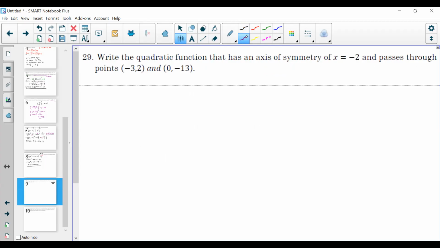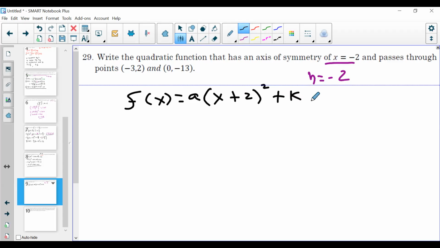With these problems, you need to figure out what they are telling you and what they give me. They tell me that h is negative 2, because your axis of symmetry is always x equals h. So when I put it into my vertex form, I have f(x) equals some a that I don't know, times (x minus negative 2), or (x plus 2) squared, plus some k that I don't know. Anytime we try to figure out the vertex form, I need a, h, and k, but they only gave me h. So I need to figure out what a and k are going to be, and I can do that by using these 2 points.